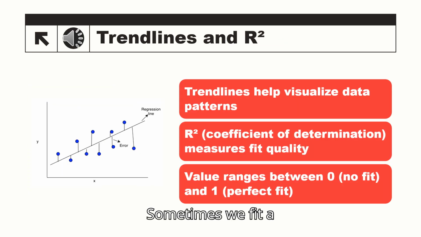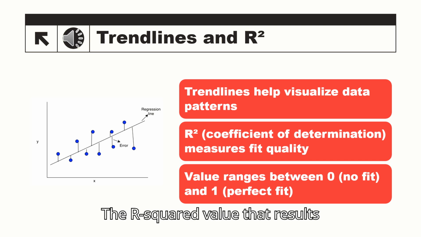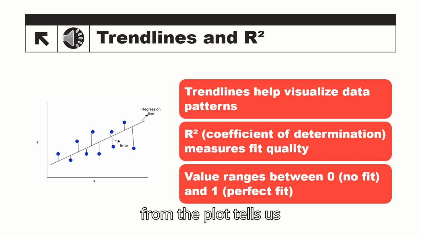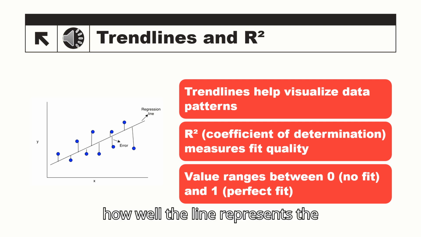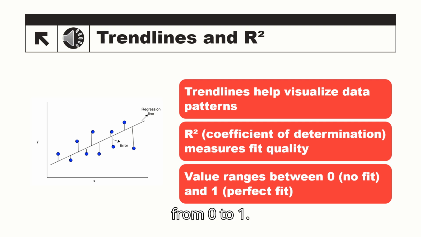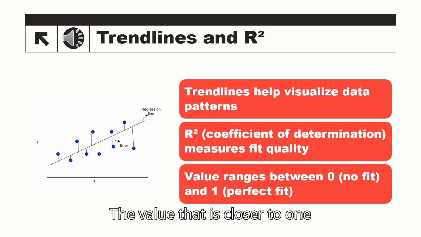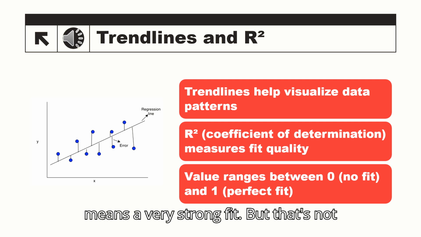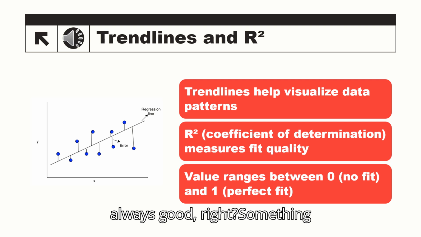Sometimes we fit a trend line to a scatter plot to uncover certain relationships. The R squared value that results from the plot tells us how well the line represents the data. R squared ranges from 0 to 1. The value that is closer to 1 means a very strong fit. But that's not always good, right?